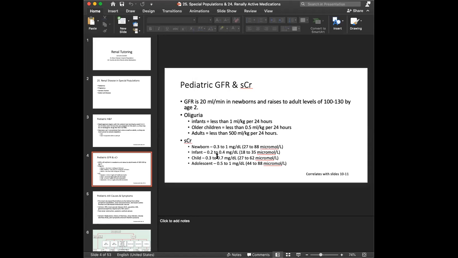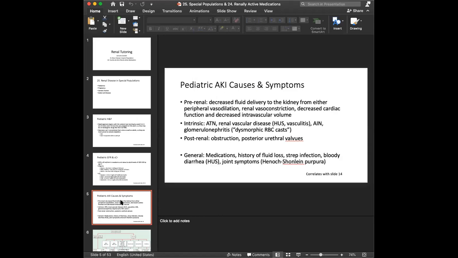So you may get a lab back and it says it's normal creatinine, but you have to take into account that if it's an infant or child, it may be really high. So let's think about an infant, and let's say we get a creatinine back and it's a 1. That's almost double the upper limits of normal. So just take that into account.